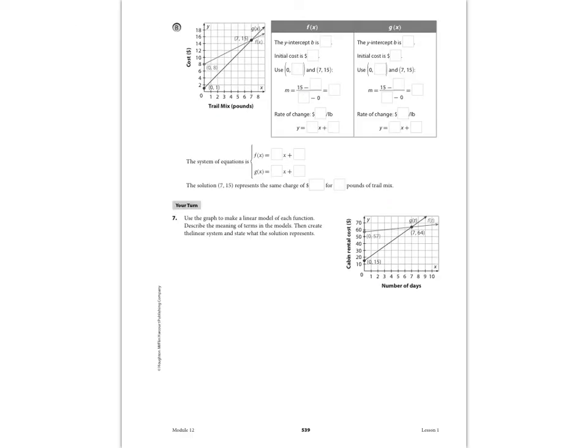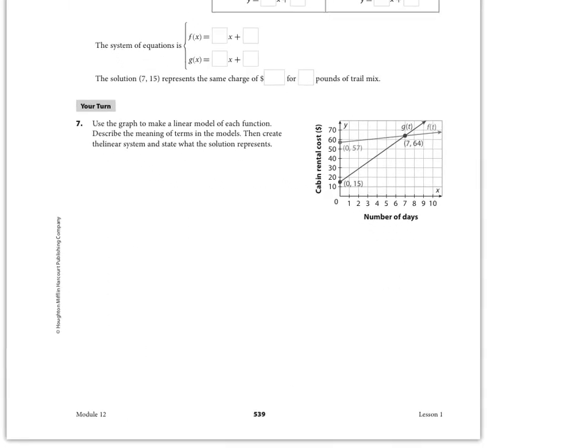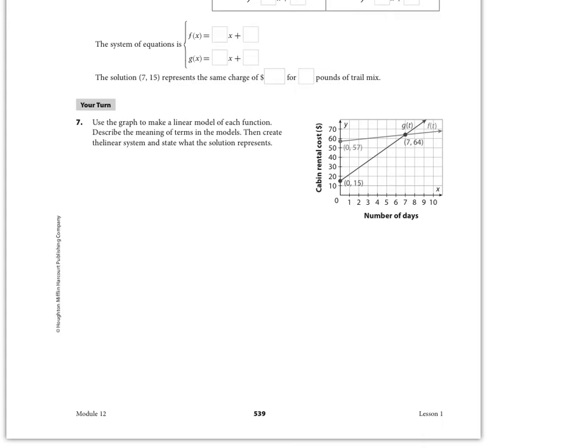And our last one is looking at a graph, so let's just do this one. And it asks us to use the graph to make a linear model of each function, describe the meaning of the terms in the models, and create the linear system and state what the solution represents. So we can already see the solution in this. It's where they intersect.